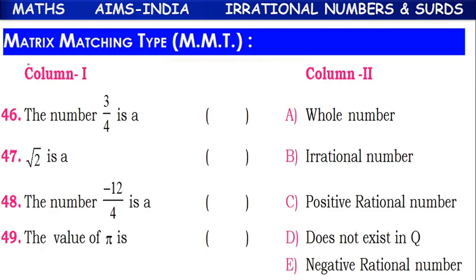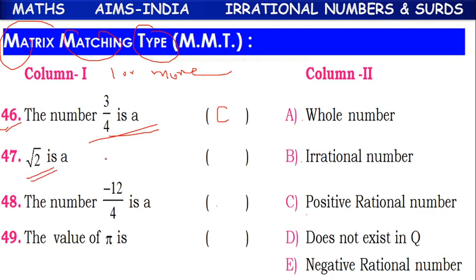Next, children, matrix matching type. Here matrix matching type means each question can have one or more answers. The number 3 by 4 is a whole number, wrong; irrational number, wrong; positive rational number, correct; does not exist in Q, wrong; negative, wrong.